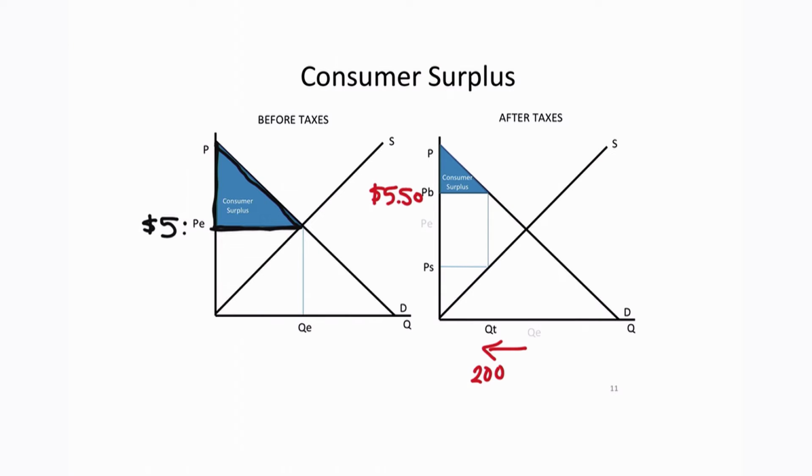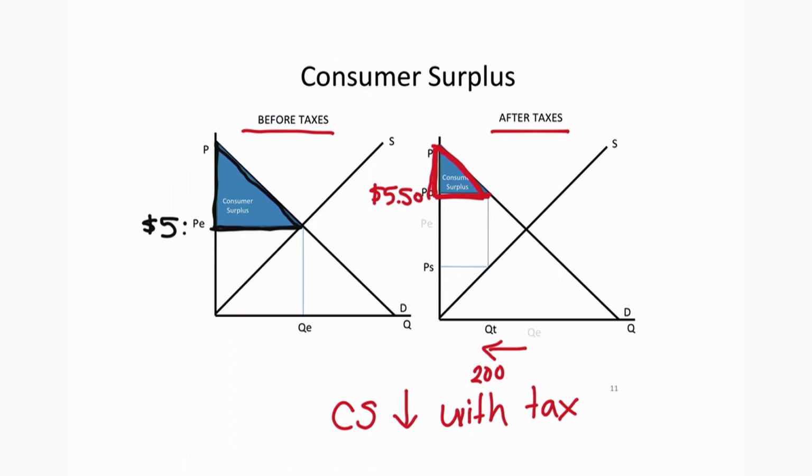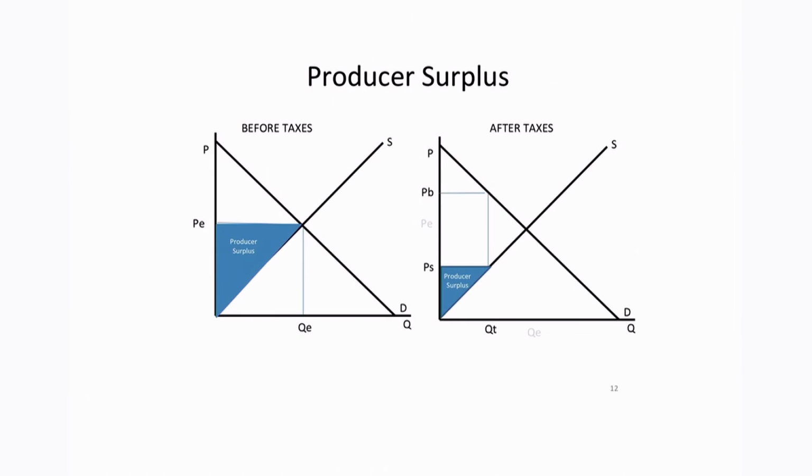So therefore, what we see is that now the new price for the buyer is $5.50, and here's our demand curve. So you can see, comparing these two triangles together, that the consumer surplus decreases with the tax. Consumer surplus after the tax is lower than consumer surplus before the tax. Now, let's look at producer surplus.